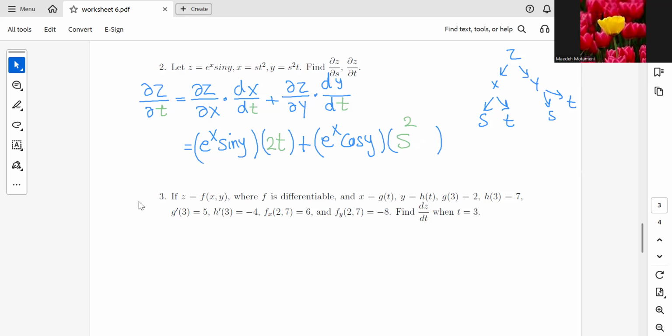Number 3, a function z equals f of x and y is given to us. We know that f is differentiable, and we know that x is a function of t. Y is a function of t, but another function, not the same function. G of 3 is 2, h of 3 is 7, g prime of 3 is 5, and h prime of 3 is -4. Also, we know that the partial derivative of f with respect to x at 2 and 7 is 6. The partial derivative of f with respect to y at the point 2 and 7 is -8.